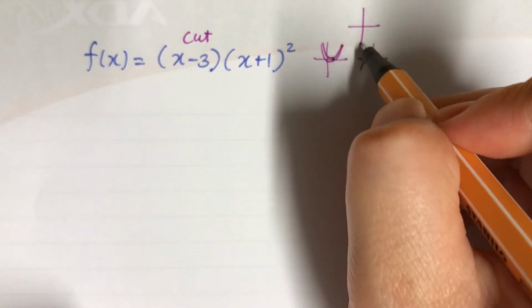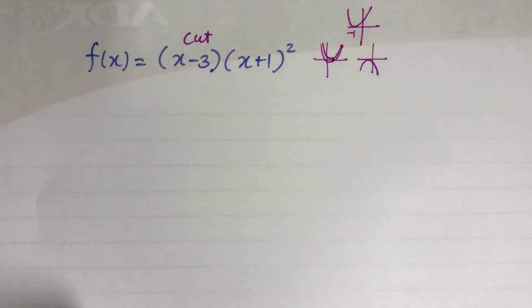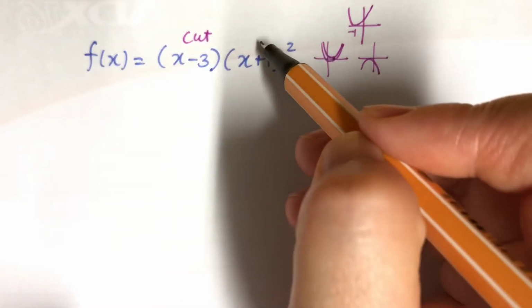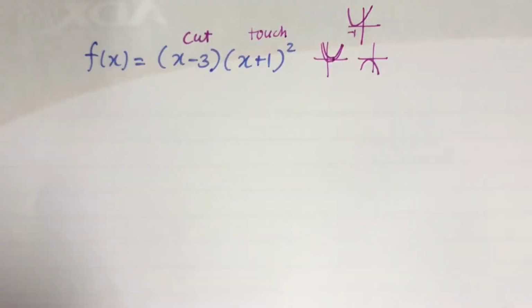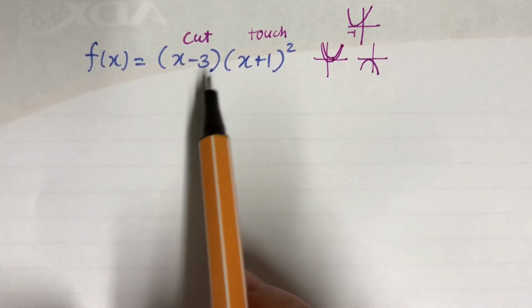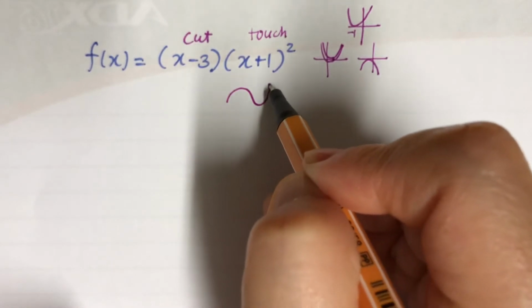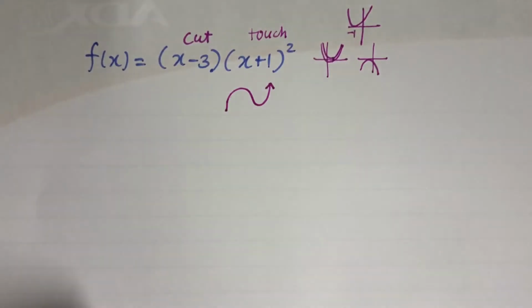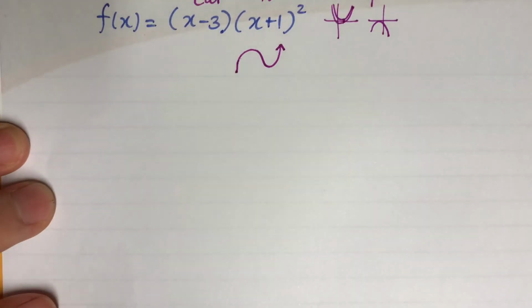I'm going to do it here, minus 1, yeah, something like that. So this one sort of touches, and this one is cutting through, okay? And also the whole thing is positive, isn't it? So it will look something like this, going up, okay? So positive.